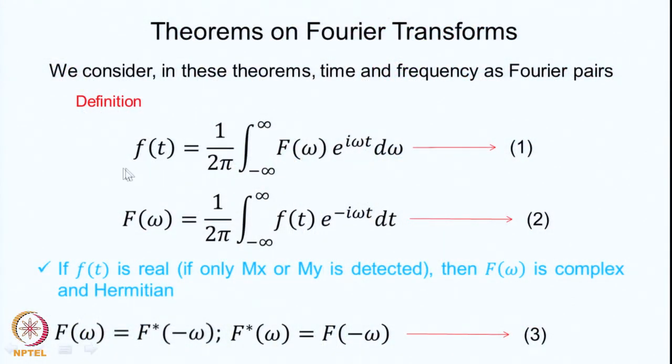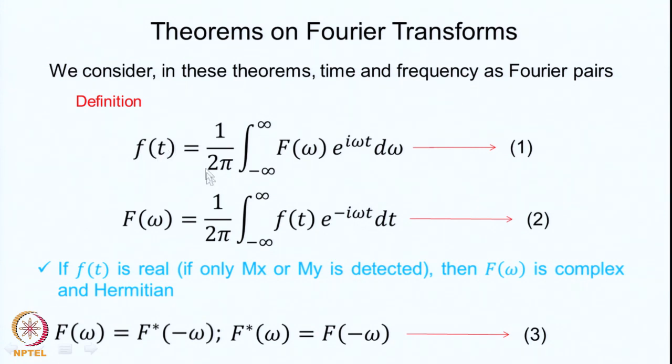So, now we will go forward from here on, and that is to make some formal definitions of the Fourier transforms. Some theorems on Fourier transforms is what we are going to consider now. First of all, the definition, the Fourier transform definition, this is a mathematical operation. So, the time domain function f of t is given by 1 by 2 pi integral minus infinity to infinity of the frequency domain spectrum f of omega e to the i omega t d omega. So, this is the definition, and this actually represents our FID.